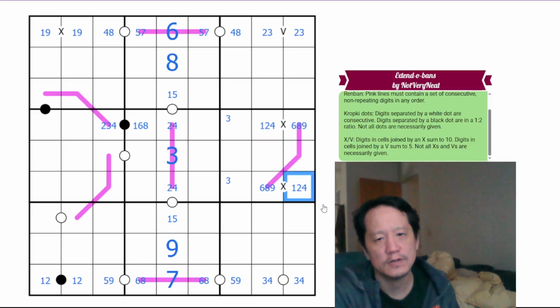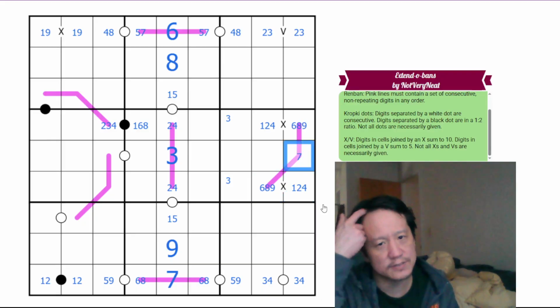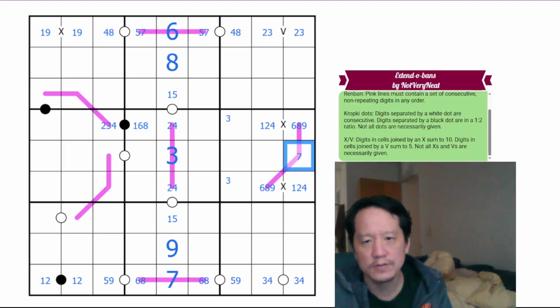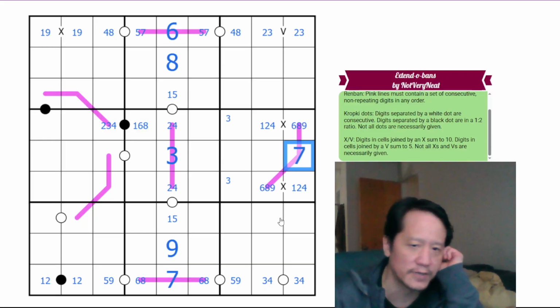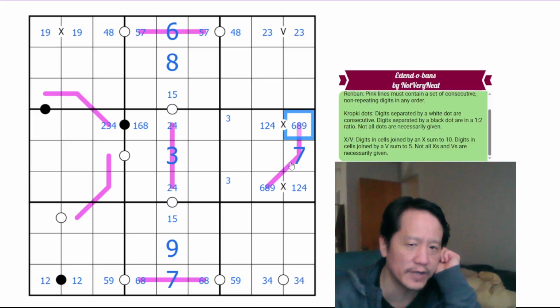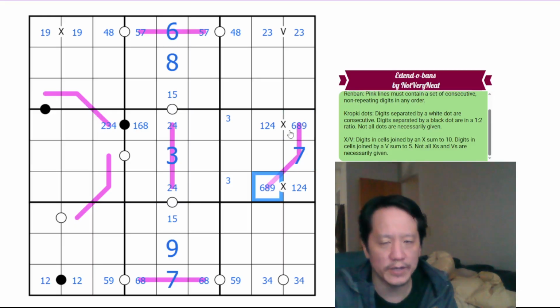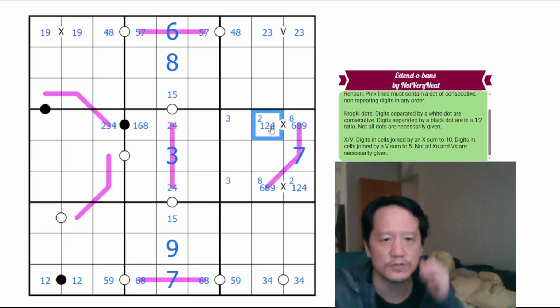Right? So 6, 7, and 8 is possible. 8, 9, and 7 is possible, and so this has to be 7 here. So this is guaranteed to be 7 here, and we have to have 8 as one of these. So 8's either here or here, and it must be with 2. So 2 has to be one of these two.